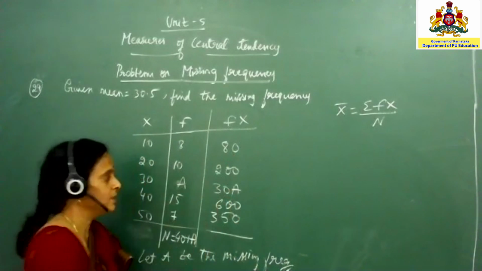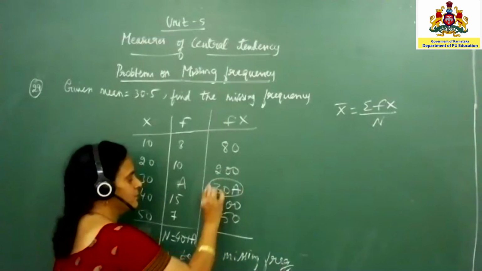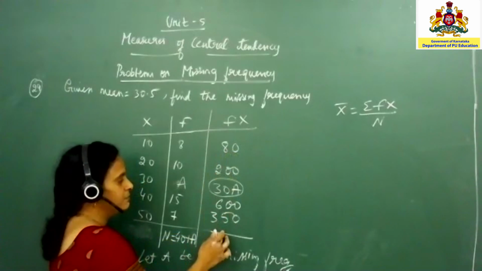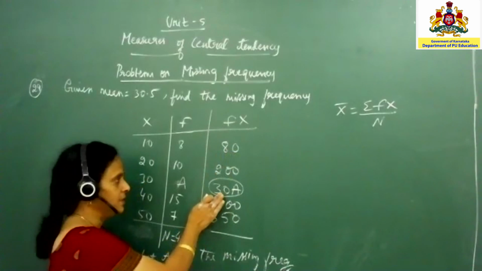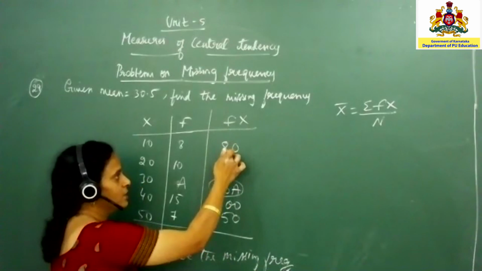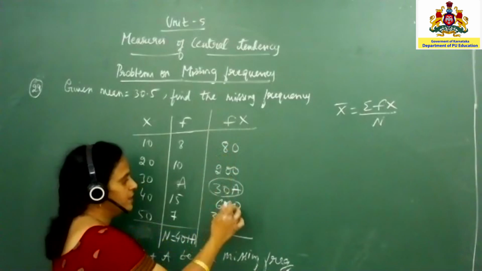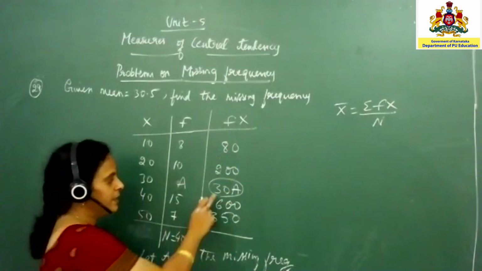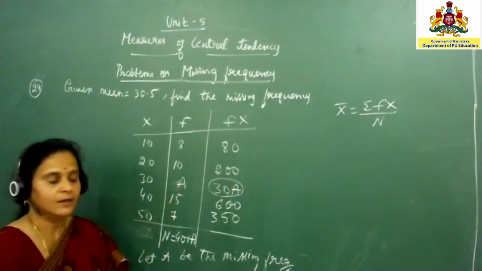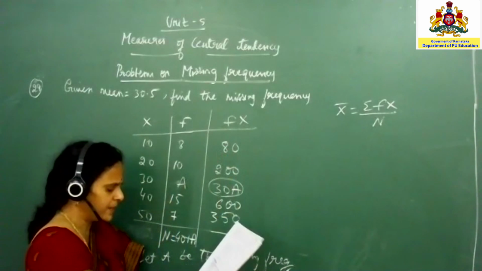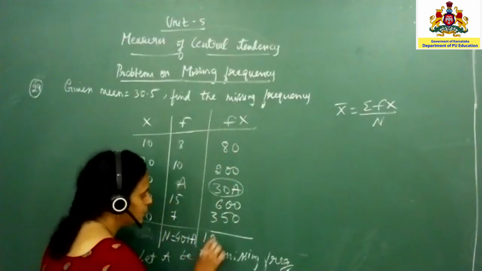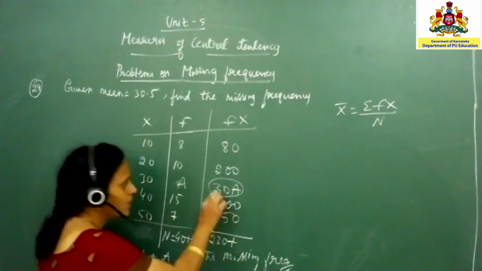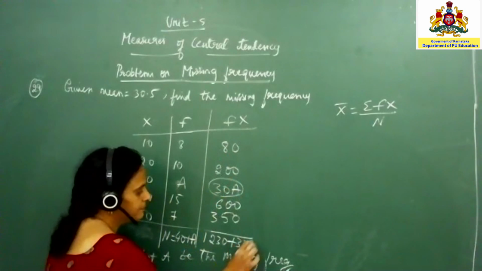Just to avoid the confusion, I just round off this one, such that while adding the numbers, I won't consider this 30. So to start with that, I should add up 80 plus 200 plus 600 plus 350, without this 30A. So if I just add up, I am getting 1230. Now I include plus 30A.